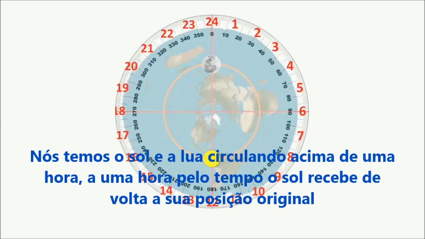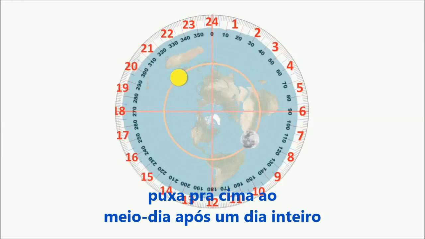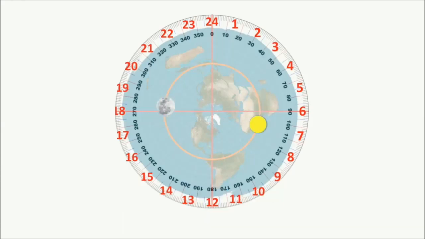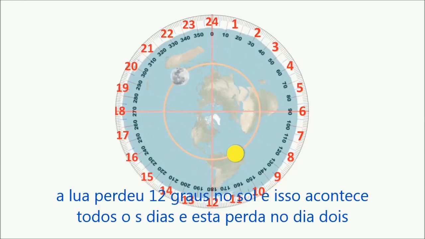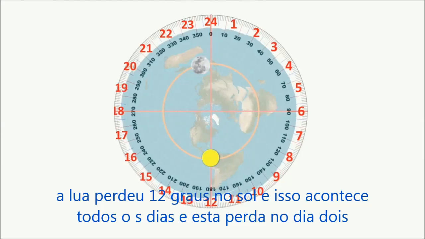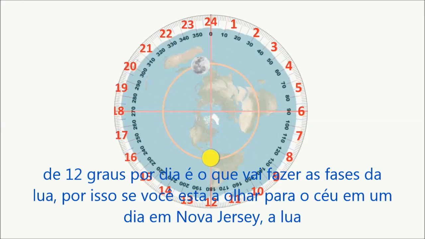So as you see here in this little animation, we've got the sun and the moon circling above, 1 hour at a time. And by the time the sun gets back to its original position at 12 noon, after one full day has gone by, the moon has lost 12 degrees on the sun. And this happens every day. And this loss of 12 degrees per day is what's going to cause the phases of the moon.